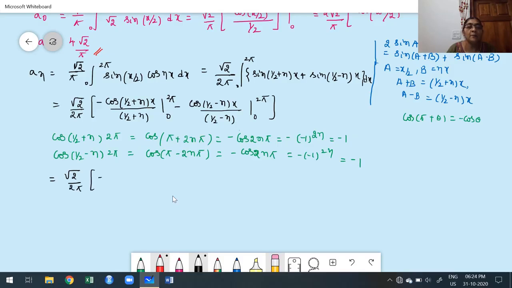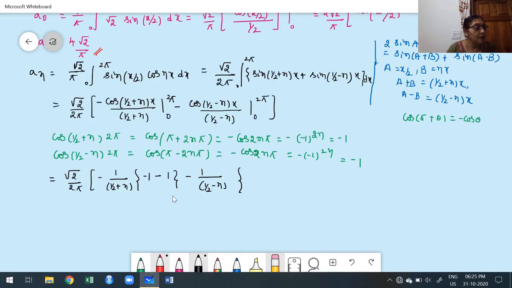While applying the upper and lower limit, better to keep the constant outside, minus 1 by half plus n. Apply the upper limit, cos of half plus n into 2 pi. After the simplification, what do we get? Minus 1 minus cos 0. What is cos 0? It is minus 1. Minus 1 by half minus n as a constant. Now here I have to keep it outside.